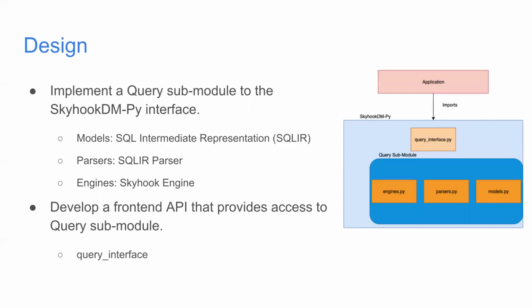A model is an intermediate representation of SQL that an engine may use. The current model that is supported is SQLIR, or SQL Intermediate Representation. This representation is engine agnostic, but more models may be added to fit an engine's particular needs. The parsers module includes a SQL to SQLIR parser. Finally, the engines module exposes a Skyhook engine that handles the execution of SQLIR queries.